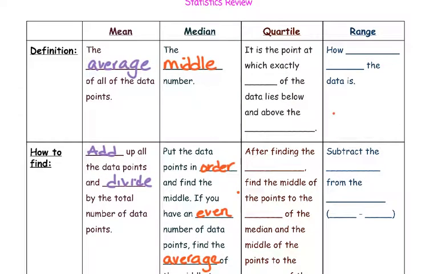Let's go back up here to the word quartile. So the quartile is a split. And what we do is we look at quartile 1 and quartile 3. Those are the ones that we talk about. And it's the point which is exactly halfway, where the data lies below and above the central value. So we're going to say this is half.